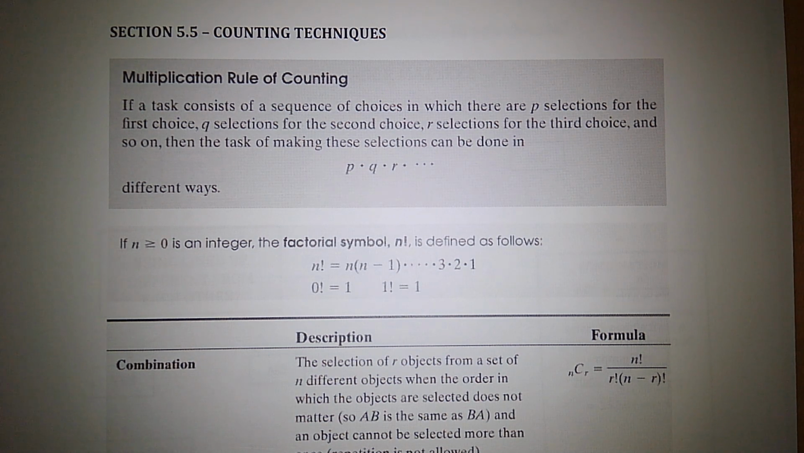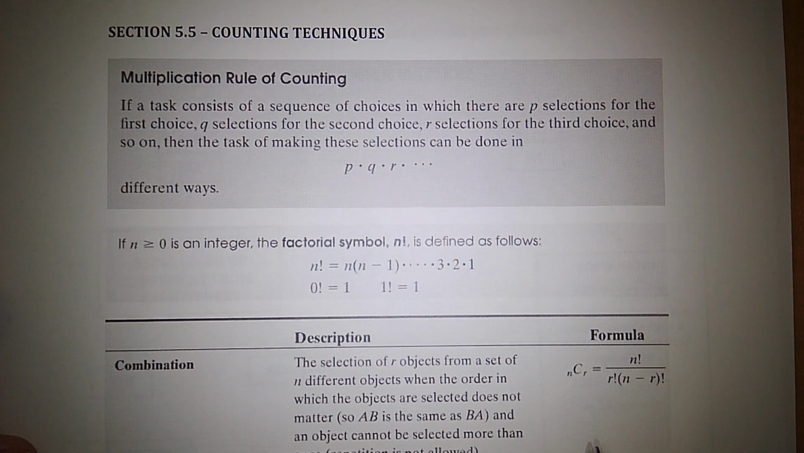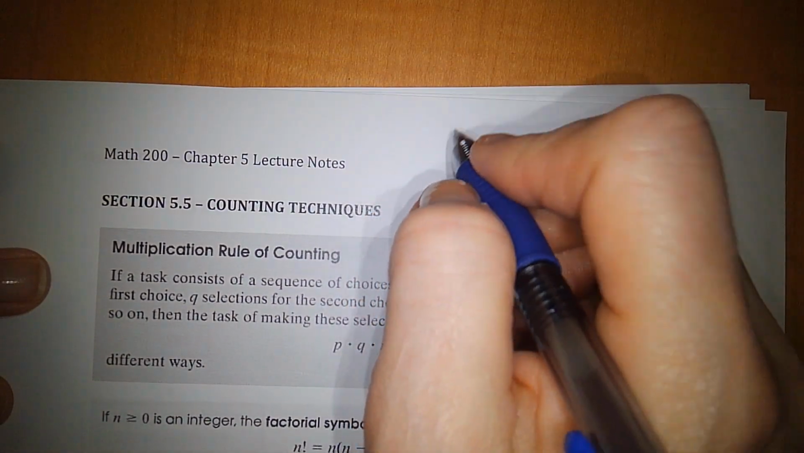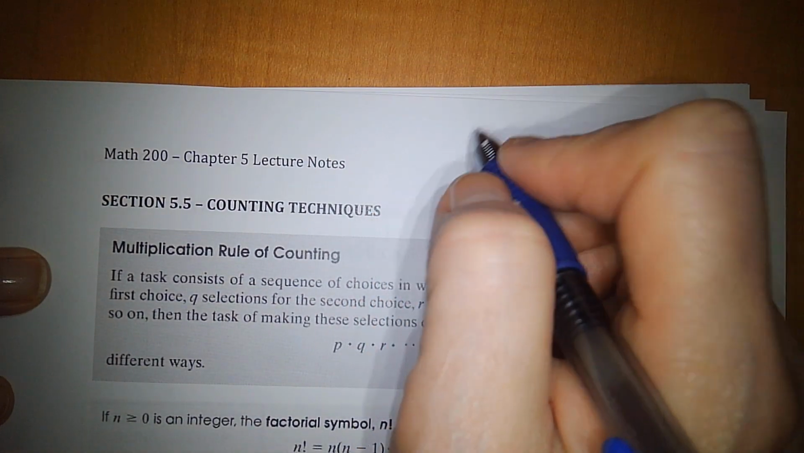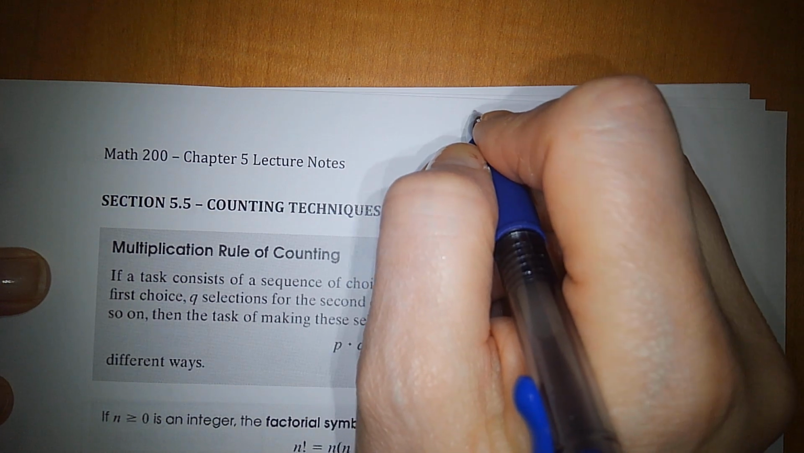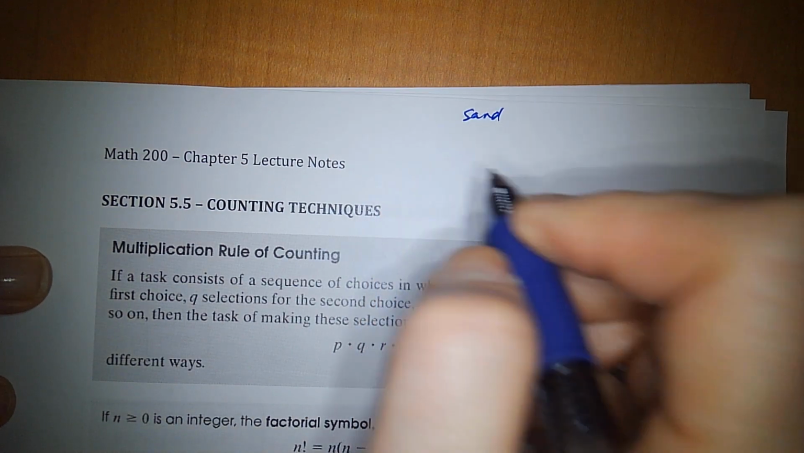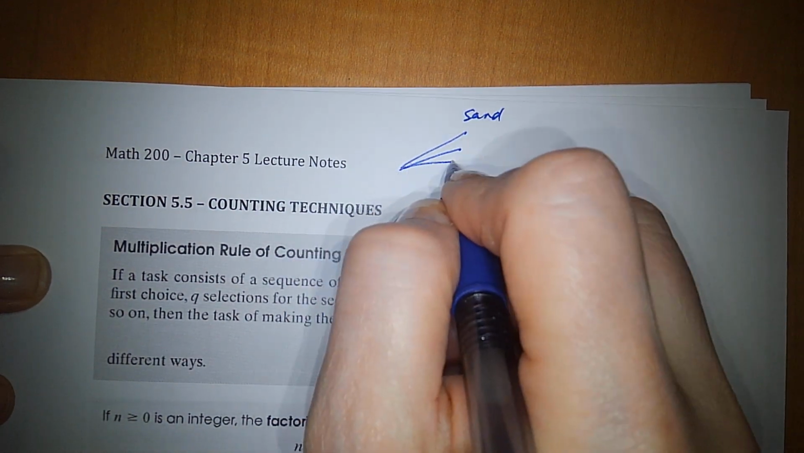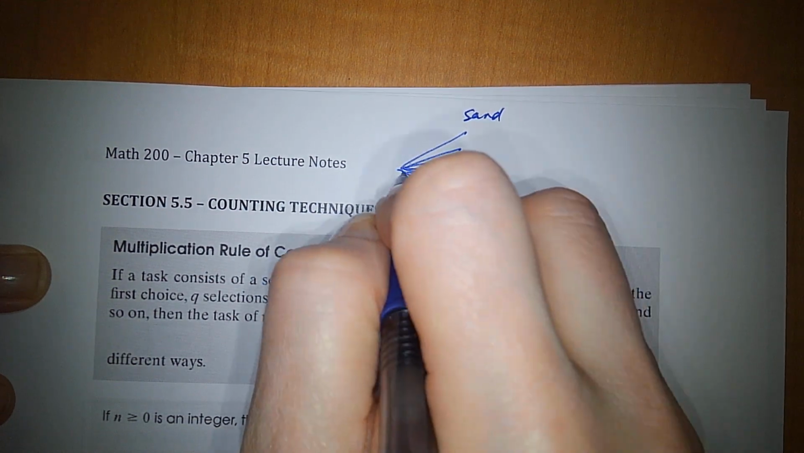A lot of people like to think of this as a tree diagram. So for example, again, you go into the fast food restaurant and you first have to order a sandwich. And you know that there are 12 different ways in which you can order a sandwich.